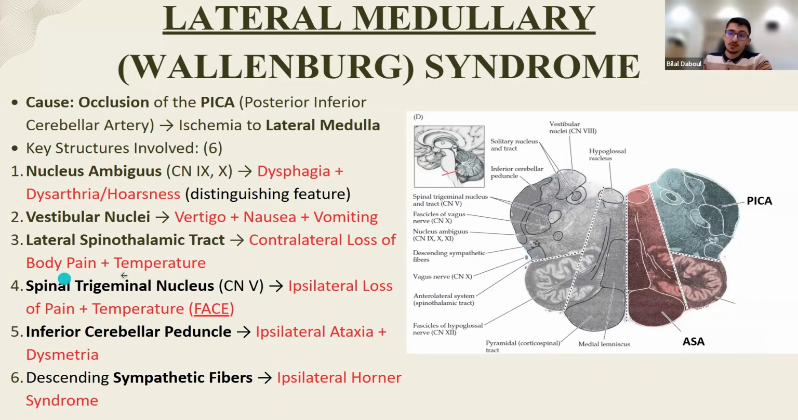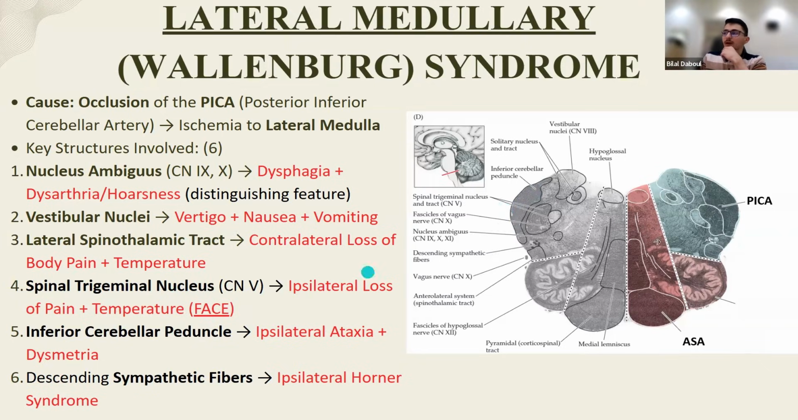You also have another side structure, the spinal trigeminal nucleus, which is responsible for ipsilateral pain and temperature from the face. So you have ipsilateral loss of pain and temperature from the face. Also, because the inferior cerebellar peduncle is involved, or even the spinocerebellar tracts, you would end up with ipsilateral, same-sided ataxia and dysmetria. Again, ataxia is weird, jerky muscle coordination, and dysmetria is overshooting or undershooting, as I explained previously.